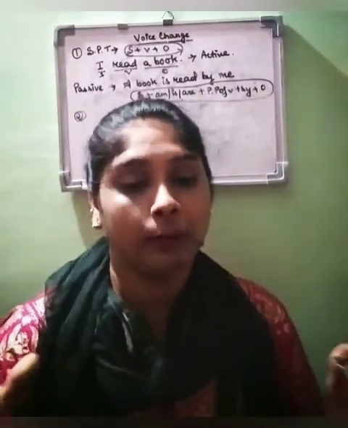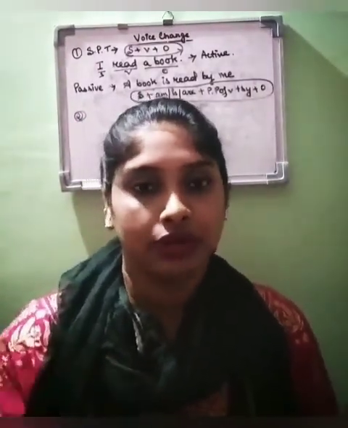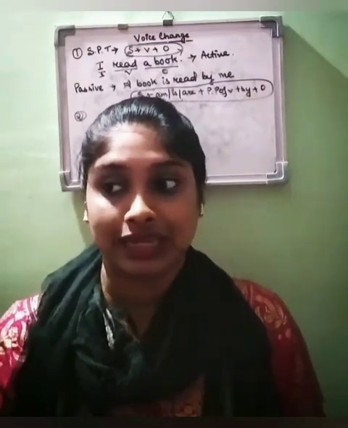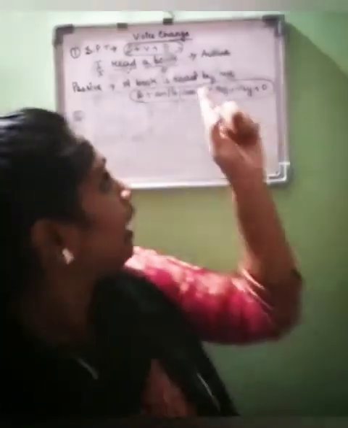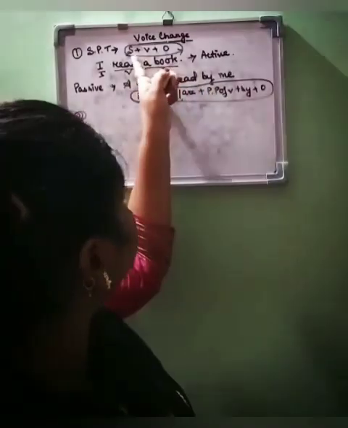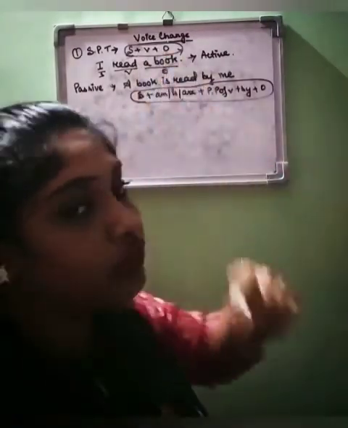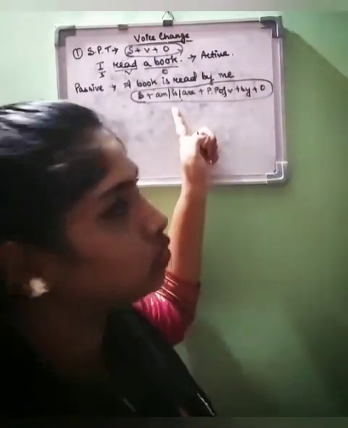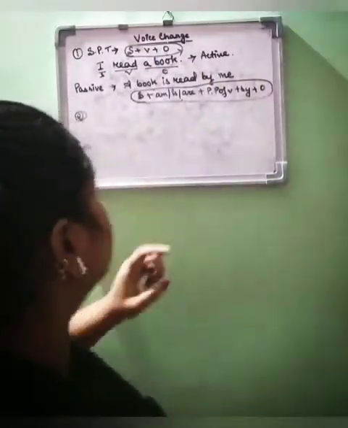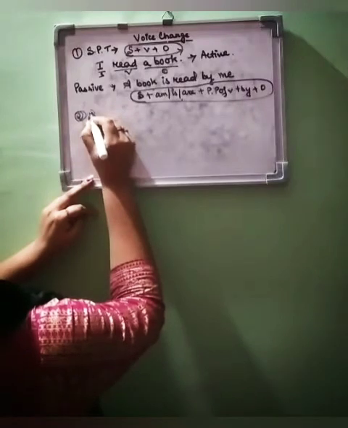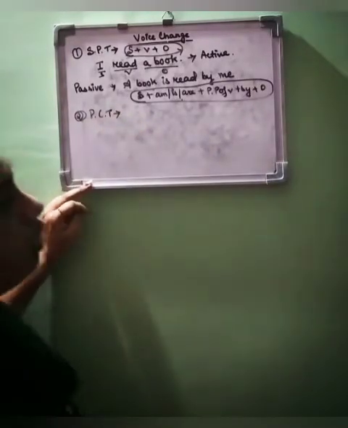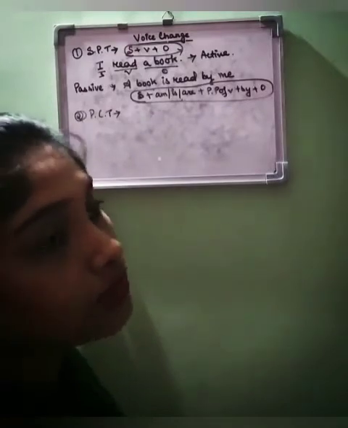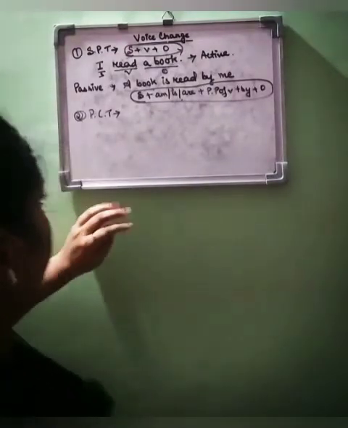For every tense, we have a different kind of sentence structure or sentence pattern for how we write it. In active voice, this is subject plus verb plus object. But while we change to passive, it changes to this. Now let's talk about present continuous tense. What is the sentence pattern of present continuous tense?